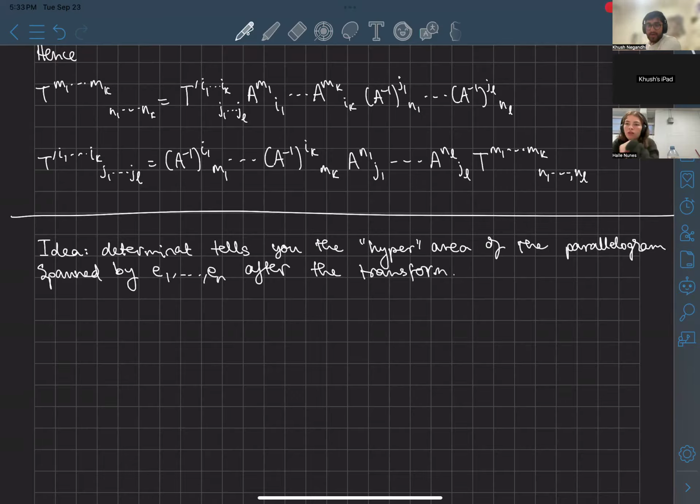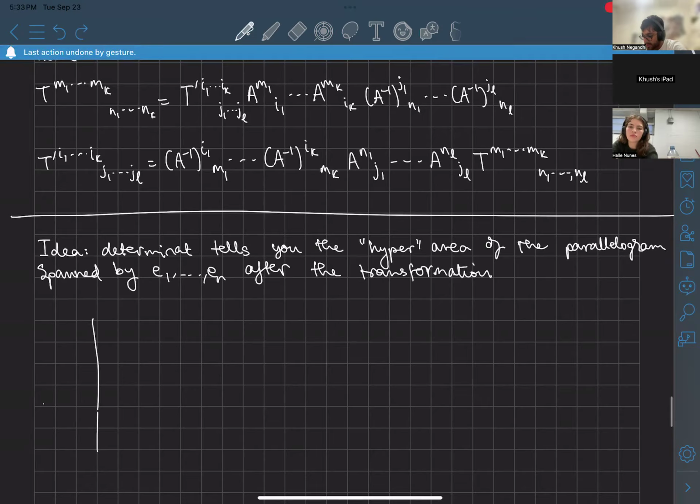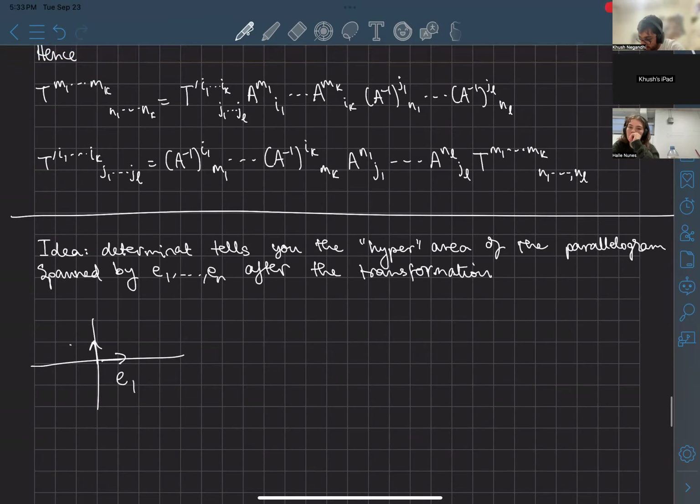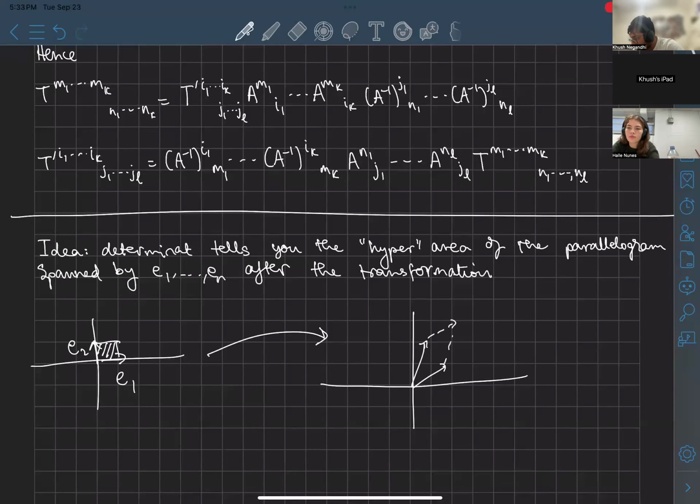So what I mean by this transformation is, for example, we have before the linear transformation, this is E1, this is E2. So the parallelogram spanned is this. Okay? And now let's say we transform it, and it transforms into something like that. So the parallelogram spanned by it is this thing, and this new area is called the determinant of T.